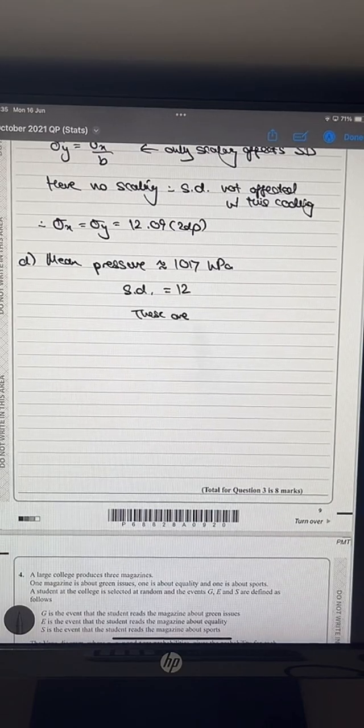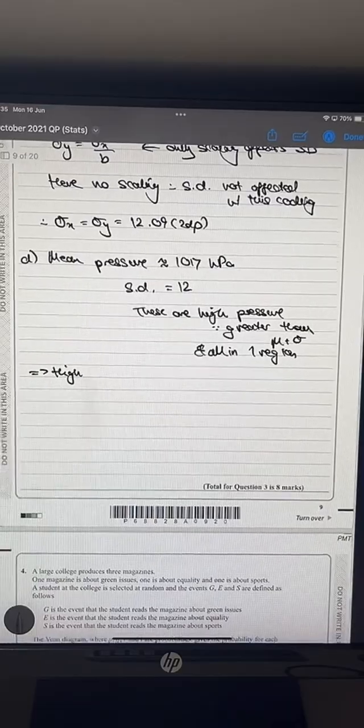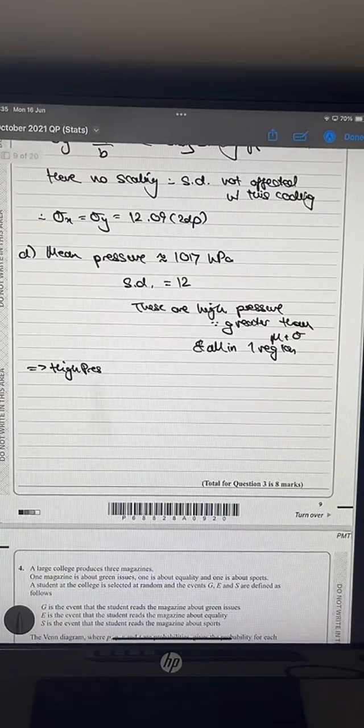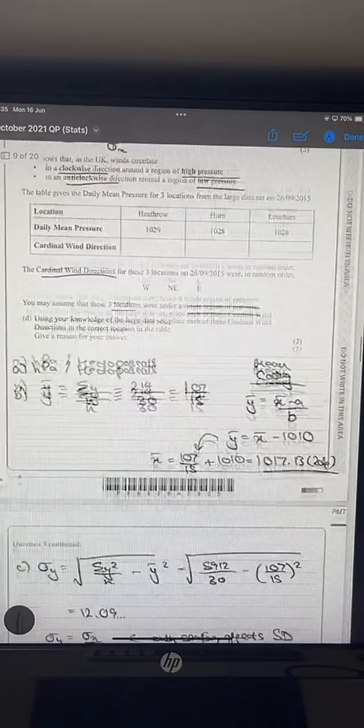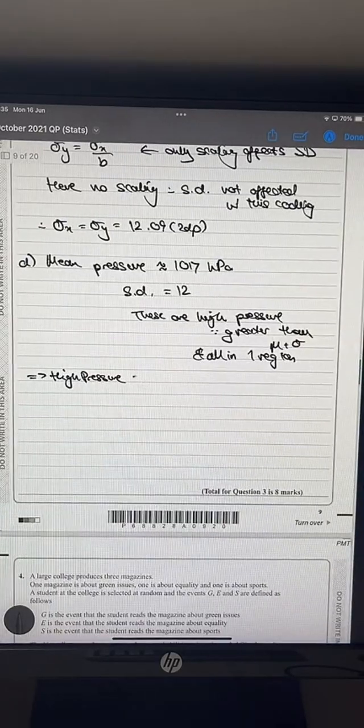These are high pressure because they're greater than the mean plus one standard deviation, right? And they're all in one region, so they all have to be in the region of high pressure. So if you have high pressure, what did they tell me about the wind? The wind direction, which Stav knows, is clockwise. So this would be a clockwise direction, okay?